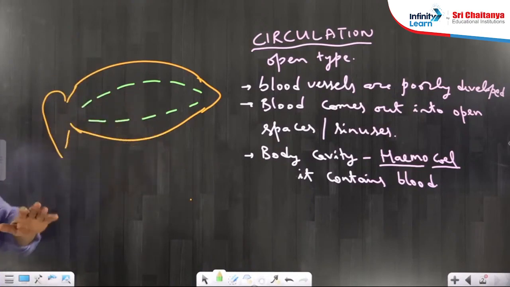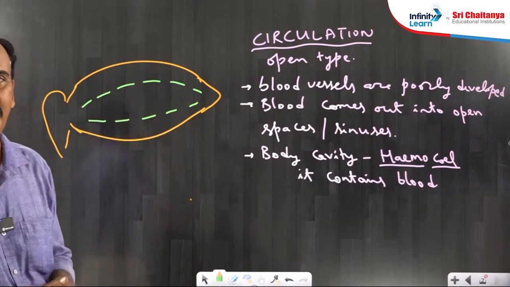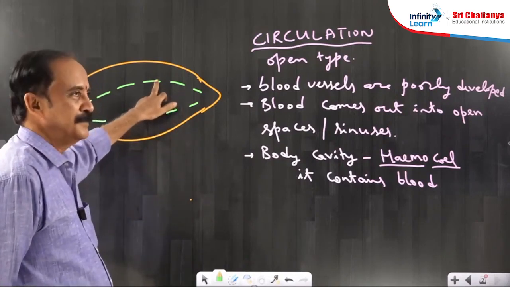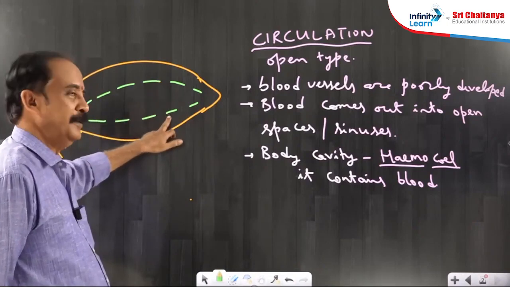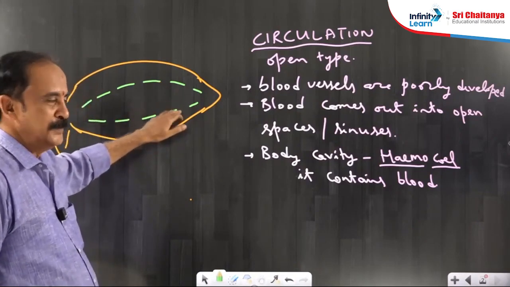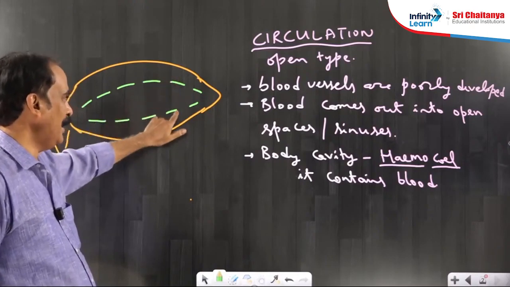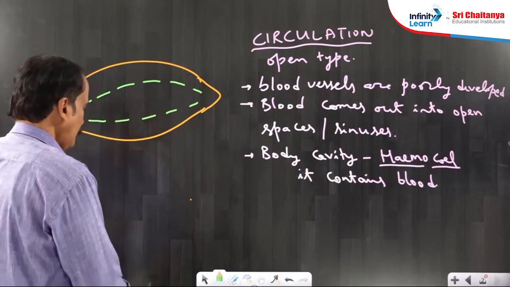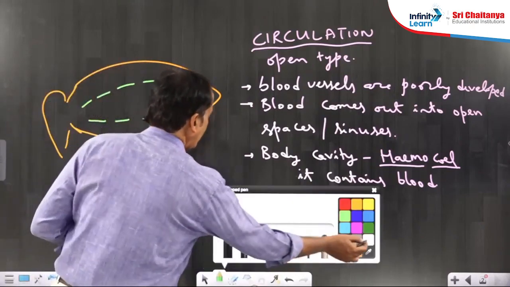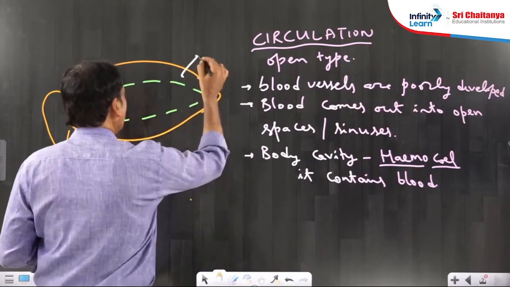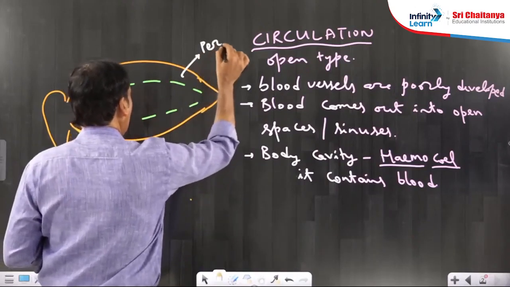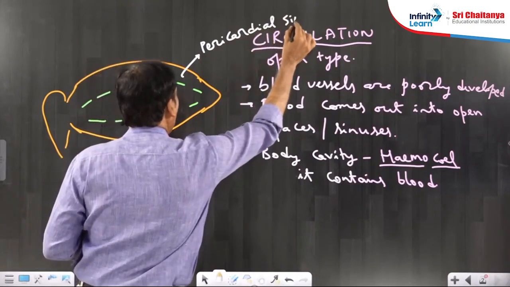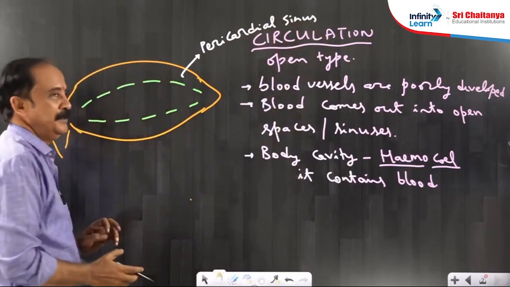They are called the diaphragms or septa. This is called the dorsal diaphragm, right? This is called the ventral diaphragm or ventral septum. So the body cavity is divided into three chambers or three sinuses. The upper one is called pericardial sinus because it is having the heart. This chamber is called dorsal sinus or pericardial sinus because this encloses the heart.